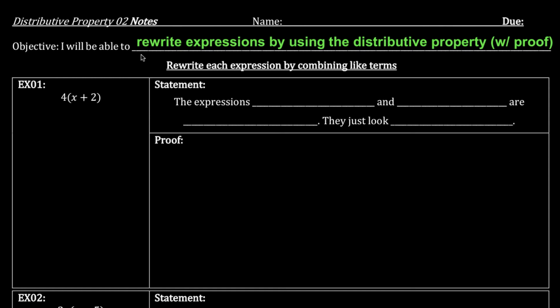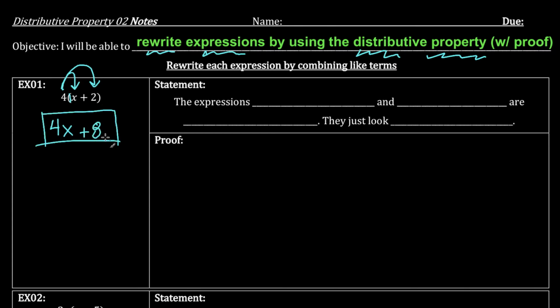Okay, so once again, we are going to rewrite expressions using the distributive property. This time we're going to provide evidence. So in this problem, we have 4 positive times a positive is a positive. 4 times x is 4x. If you need to see the 1, you can write the 1. A positive times a positive is a positive. 4 times 2 is 8.